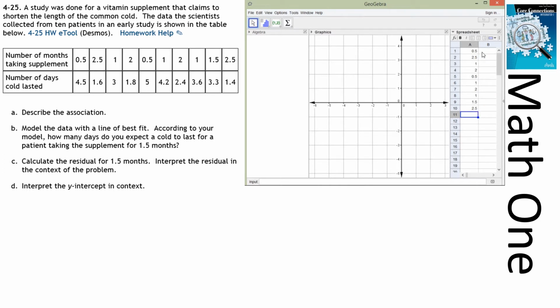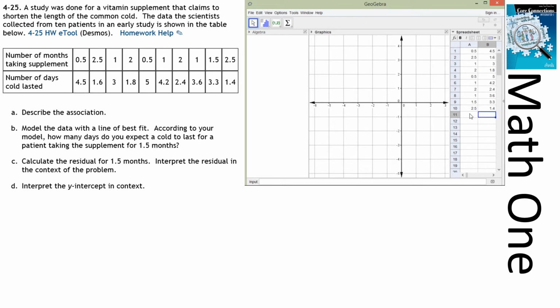Okay, so now let's record the number of days the cold lasted with the corresponding participant. The one who had been taking the supplements for half a month, their cold lasted 4.5 days. We've got 1.6 days, 3, 1.8, 5, 4.2, 2.4, 3.6, 3.3, and finally 1.4.